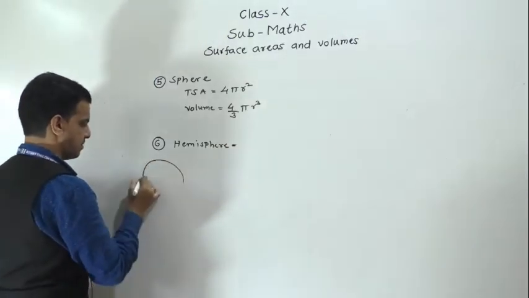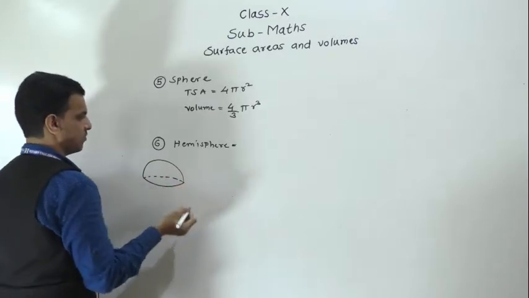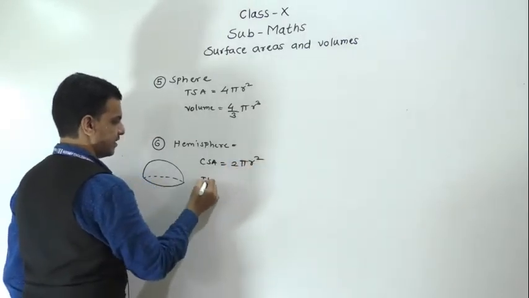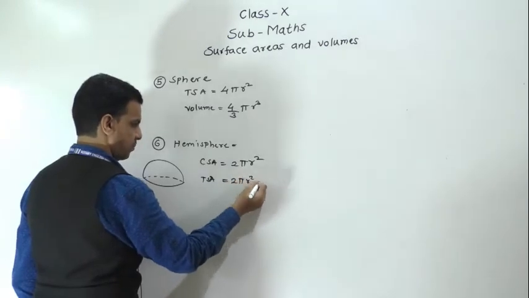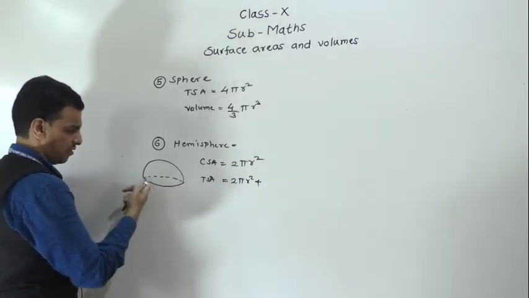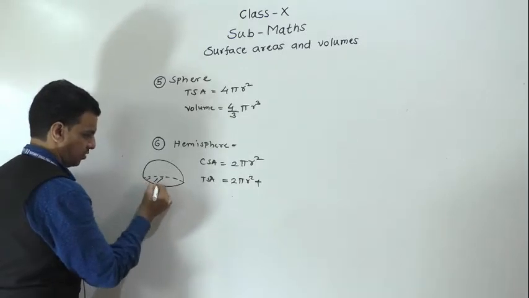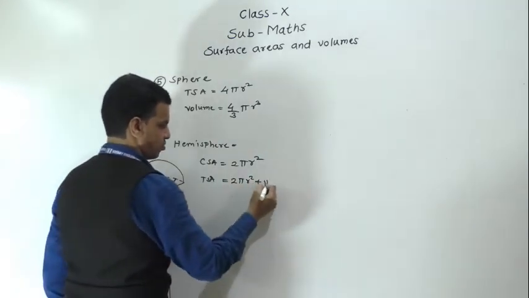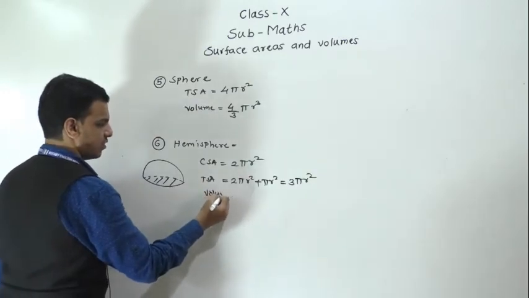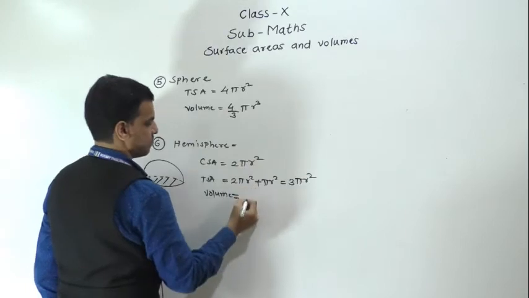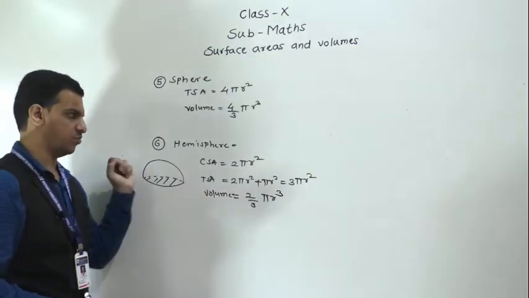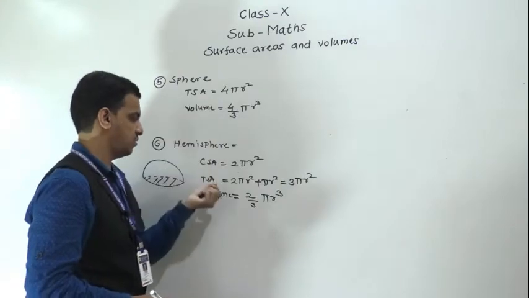Then hemisphere, it looks like this. For hemisphere CSA is 2 pi r square and TSA is equal to 2 pi r square plus this pi r square. When we cut the sphere we get this extra area, that is pi r square. So this is 2 pi r square plus this pi r square, so TSA of hemisphere is 3 pi r square. And volume is half of this, so half of this means 2 by 3 pi r cube. Volume is equal to 2 by 3 pi r cube. So these are the formulae for sphere and hemisphere.